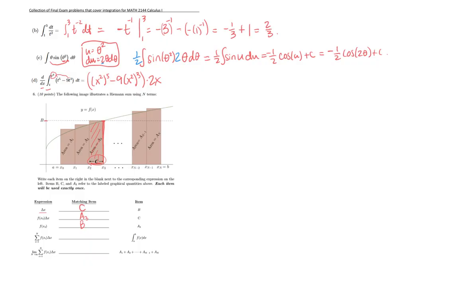And then the sum from 1 to n of all of those rectangles will be this sum here. So it'll be A1 plus A2 plus dot dot dot plus An. And then this one with the limit is going to be the actual integral from a to b of f of x dx.